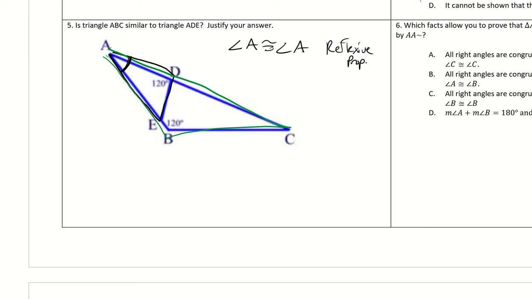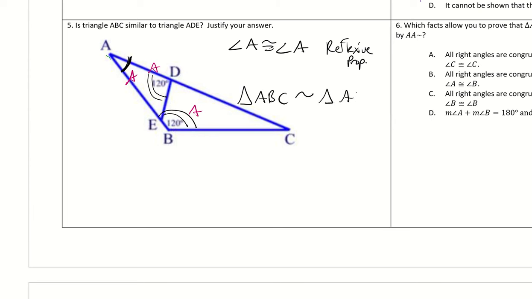So we have that, and then we know that this 120 is congruent to this 120 angle here. And so therefore we could say that by AA, these two triangles must be similar. So we're going to say triangle ABC is similar to triangle ADE by AA similarity. Okay? And that's it.